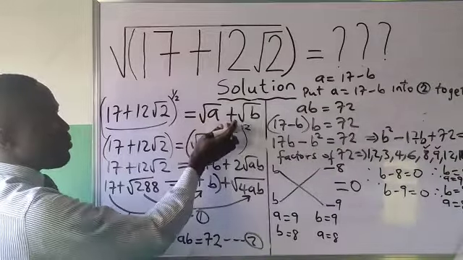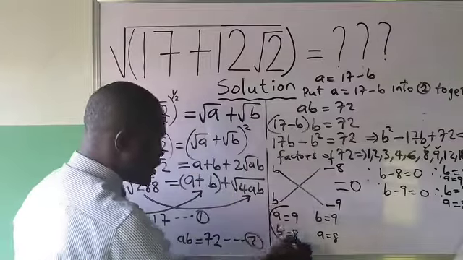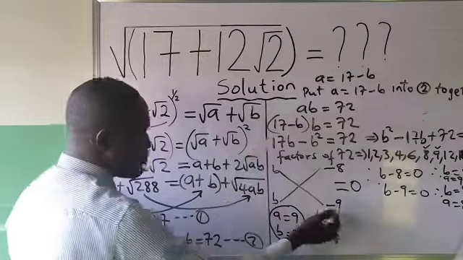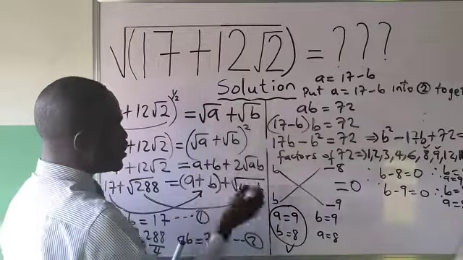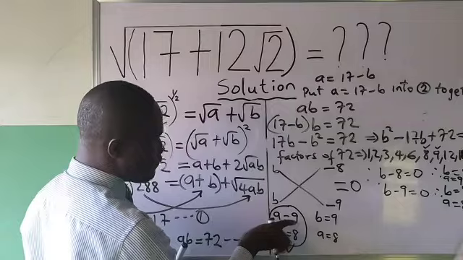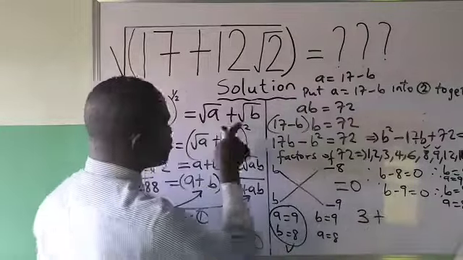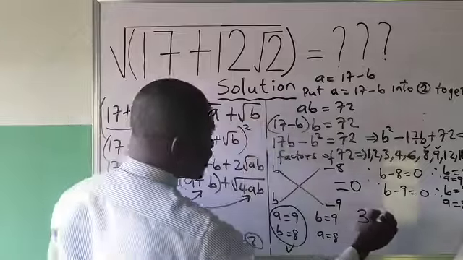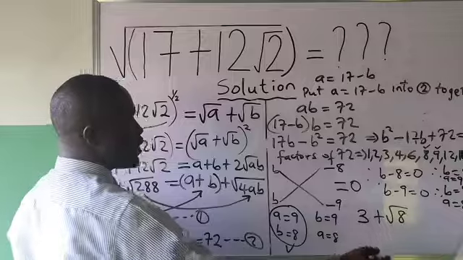I'll go to this formula that says square root of A plus square root of B. So if I am taking this, I'll carry it and put it here. I've marked this now. Let's put it. Square root of A means square root of 9. Square root of 9 is 3, plus square root of B means square root of 8. And what is square root of 8?